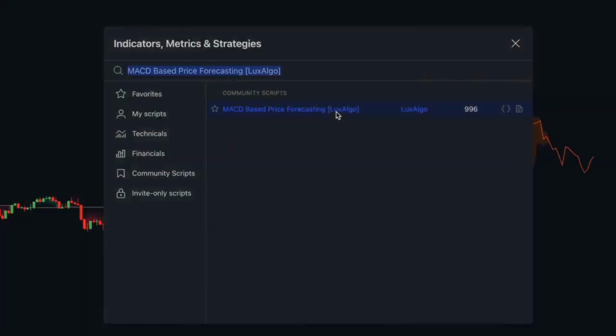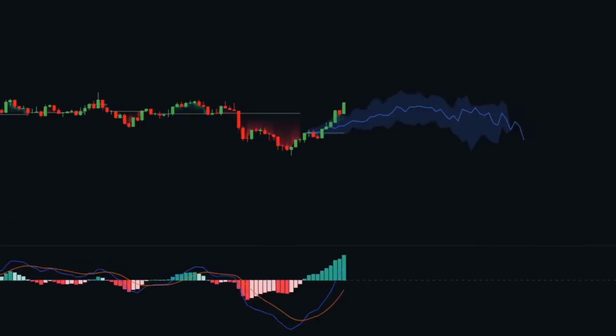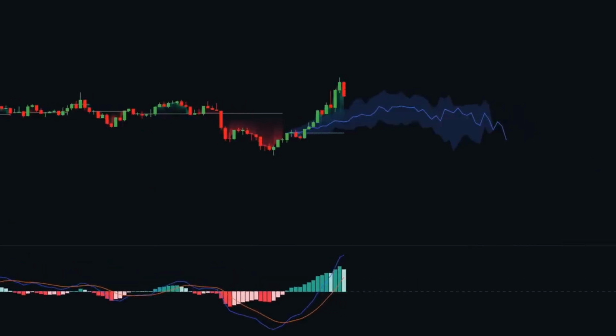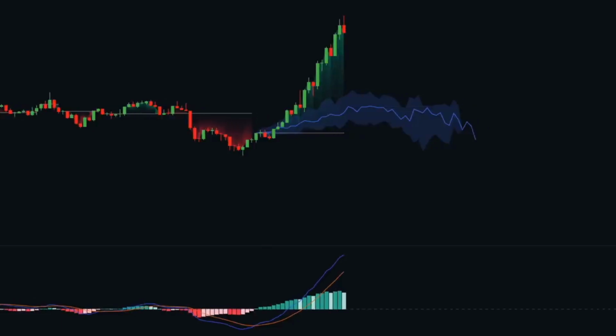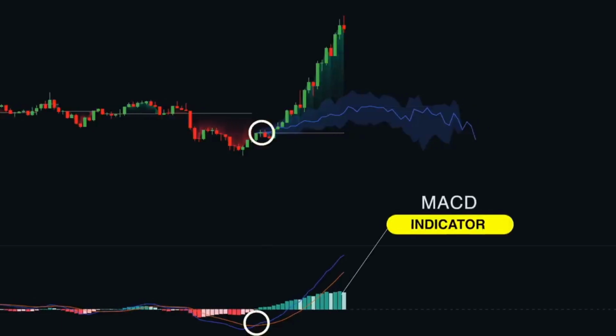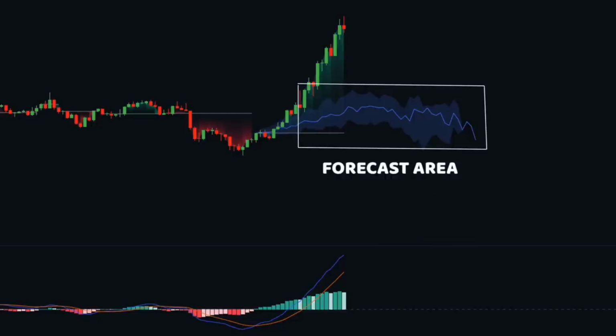The MACD-based price forecasting by Lux Algo is a sophisticated indicator designed to provide you with forecast of potential future price movements based on the moving average convergence divergence or MACD indicator signals. This tool integrates an innovative approach to price forecasting by incorporating an area forecast, which helps in visualizing potential future price developments following a MACD signal.